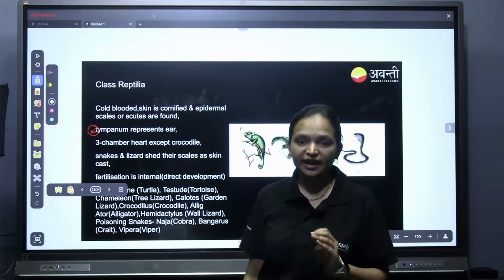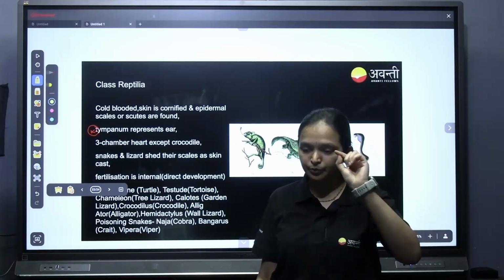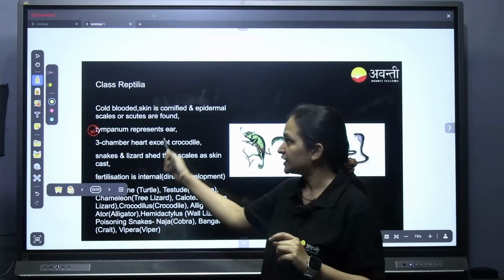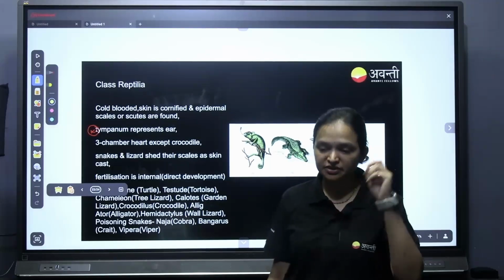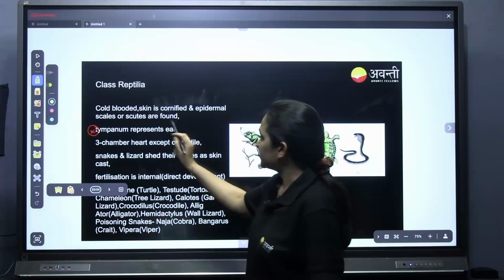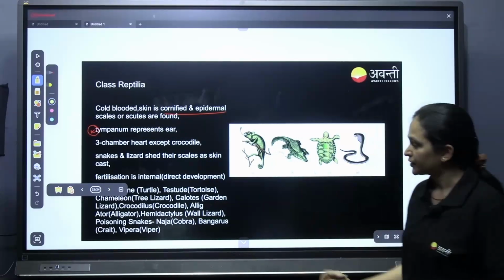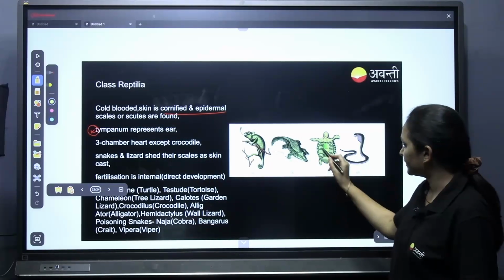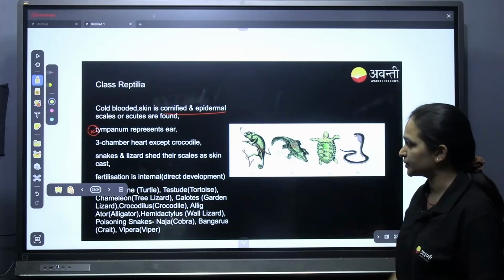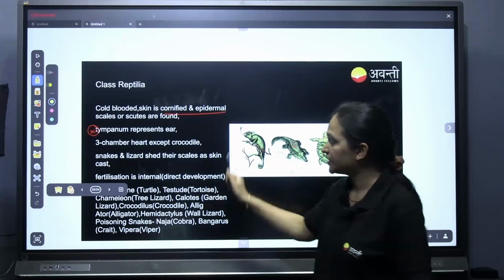Tympanum is present in Amphibia also, because they don't have any external ear pinna. They have a pore, that is called tympanum, present in Reptilia. They have cornified epidermal scales present. This is a cornified epidermal scale. Their fertilization is internal and direct development.